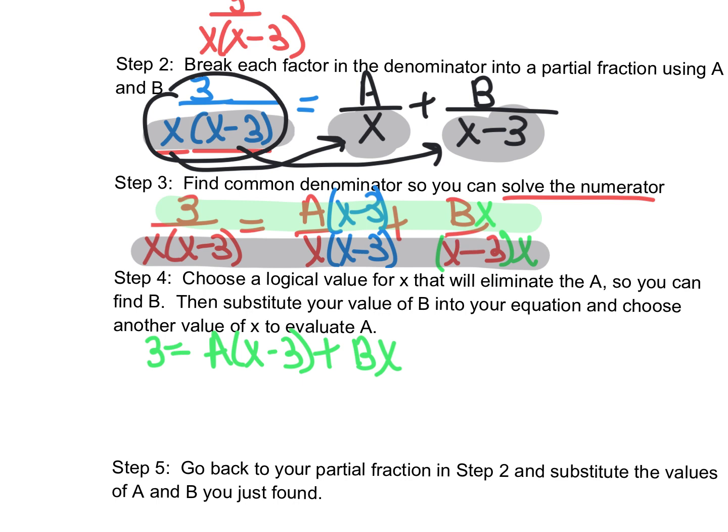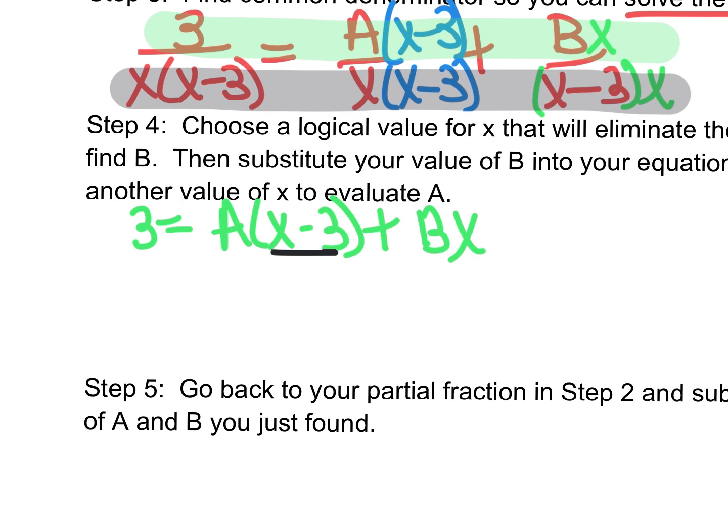Okay, so step 1, let's think about what logical value we would use for x. Well, if I want to get rid of A, I'm looking here, if I take A times 0, that would get rid of A, which means I would like to say that x equals, I'm going to use the value x equals 3, and then I'm just going to substitute it into that equation.